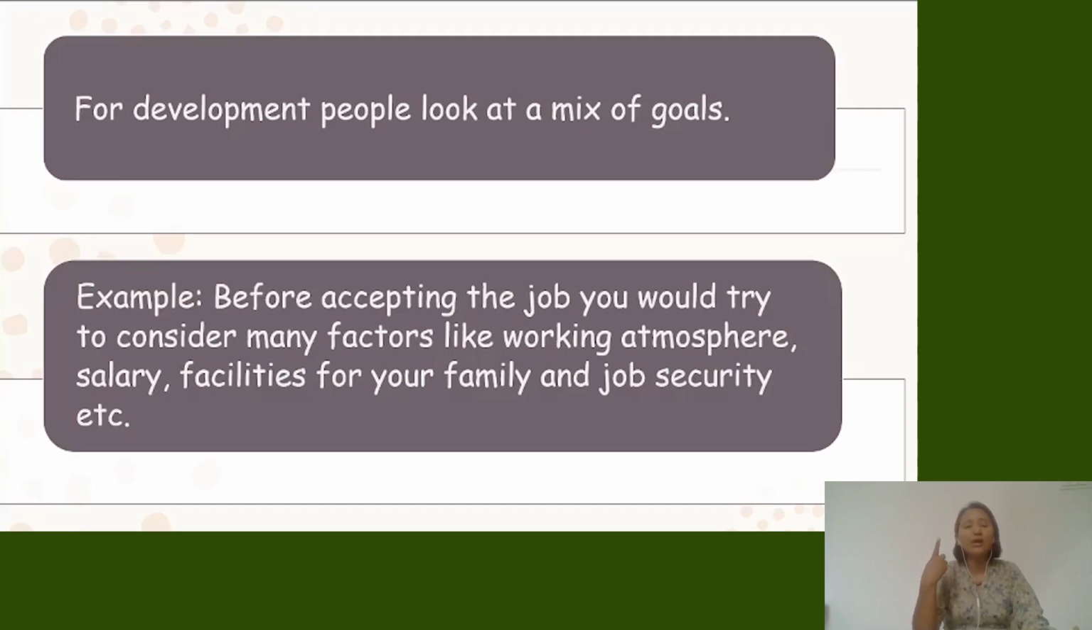They not only look at only one specific goal, they have a mix of goals.